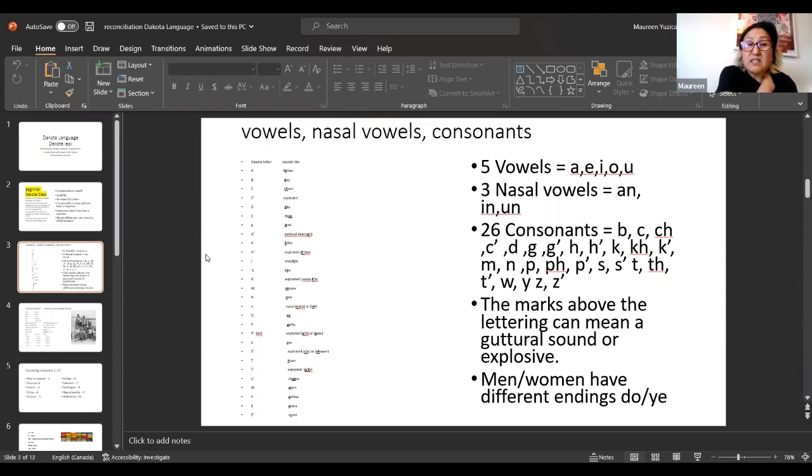The D sounds like the D in day. E sounds like the E in they. G sounds like the G in give. The G with the asterisk has a guttural sound, like the G in wanahi. The G has a guttural sound on it, and wanahi is a Dakota word.